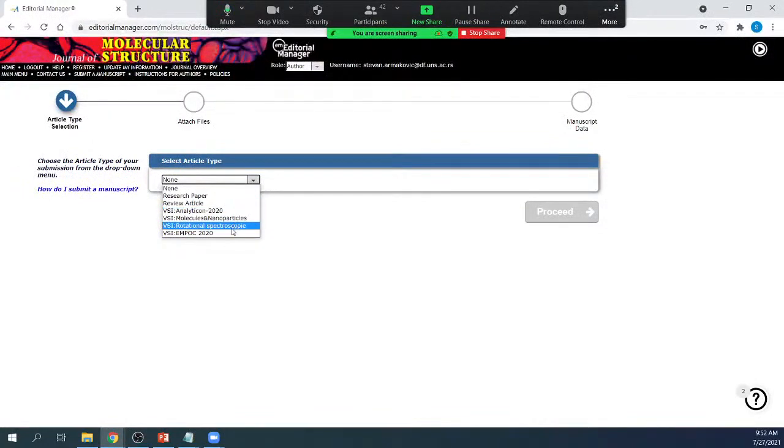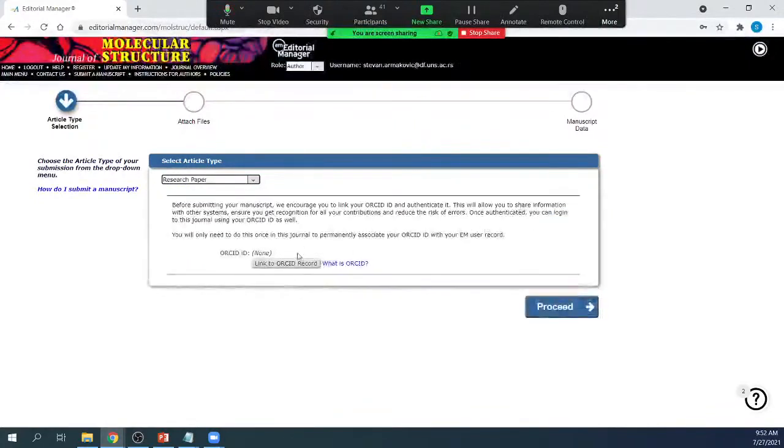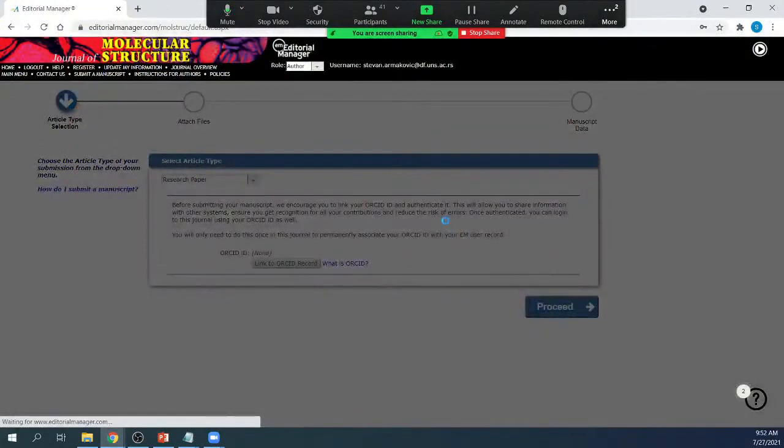And what you see right here are the special issues of this journal, and special issues are usually related to some conferences. So if you have participated in the Analyticon 2020 conference, then you have the opportunity to offer your manuscript to be published in a special issue of the Journal of Molecular Structure. So let's go with the research paper. Let's proceed. Forget about the ORCID right now. That is something which we will cover on some other occasion.